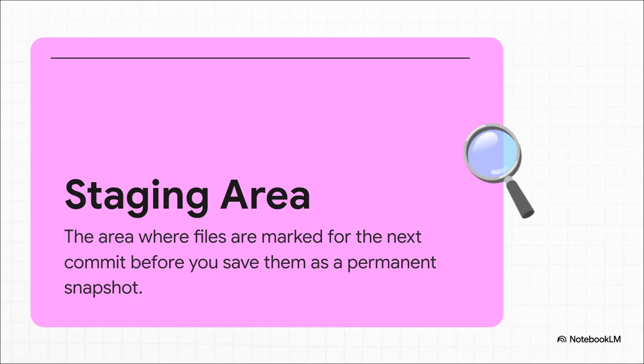Now, this idea of a staging area can feel a bit weird at first. The best analogy is a shopping basket. As you're working, you might change 10 different files. The staging area lets you pick just the 3 related changes you want and put them in the basket for your next save. This is what lets you create small, logical saves instead of one giant, messy one.